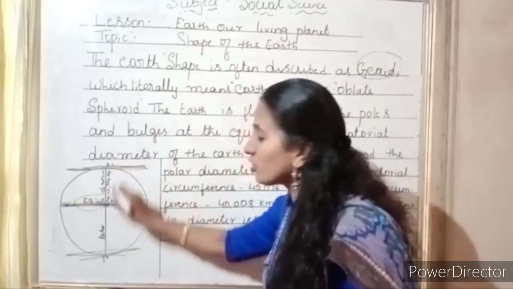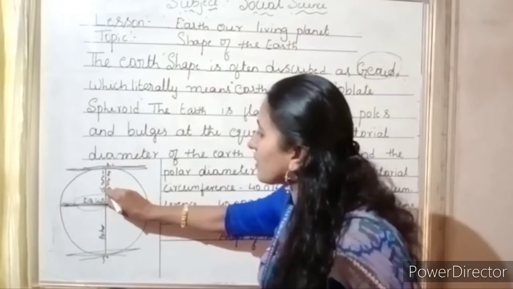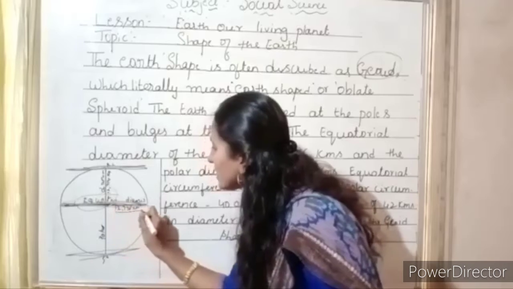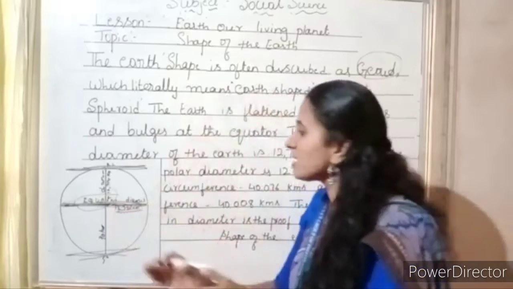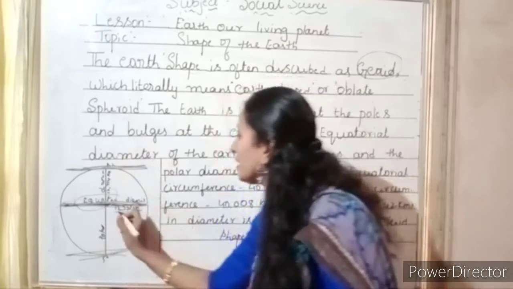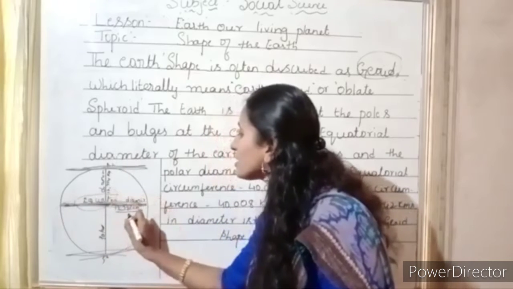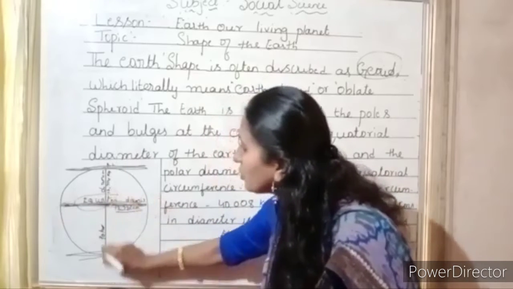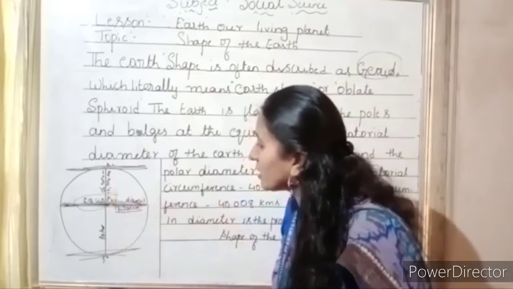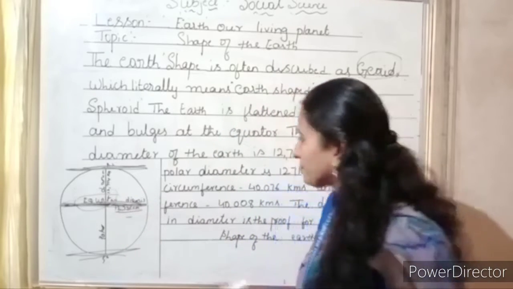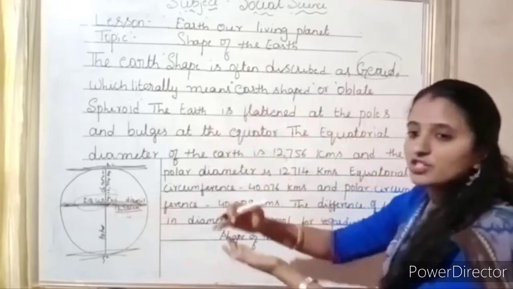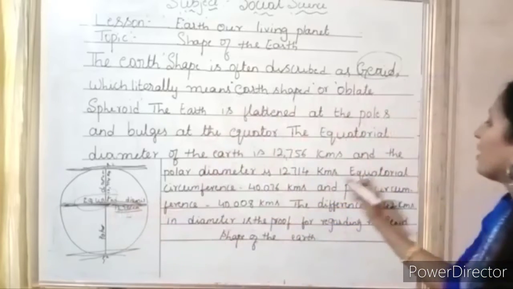And from the north pole to the south pole, if you observe, 12,714 kilometers is there. So you can observe that a lot of difference is there. If it were flat, a complete circle, it should not have any variation. But you can observe here there is a lot of variation. Here at the equator 12,756, but from the south to the north pole it is 12,714 kilometers. A lot of difference.